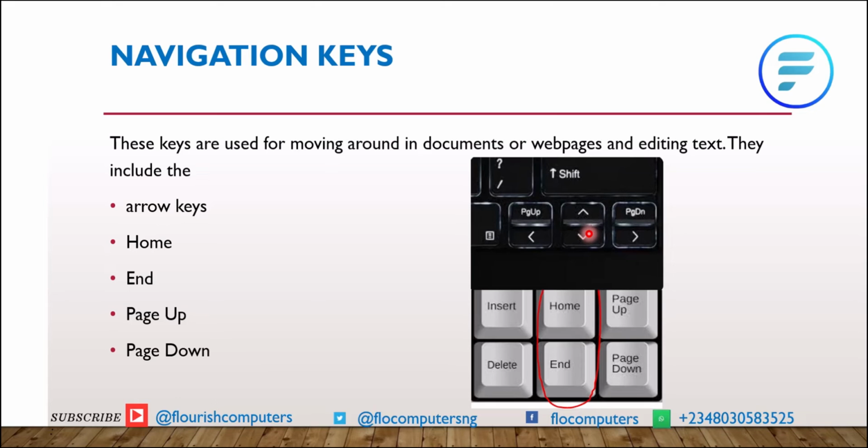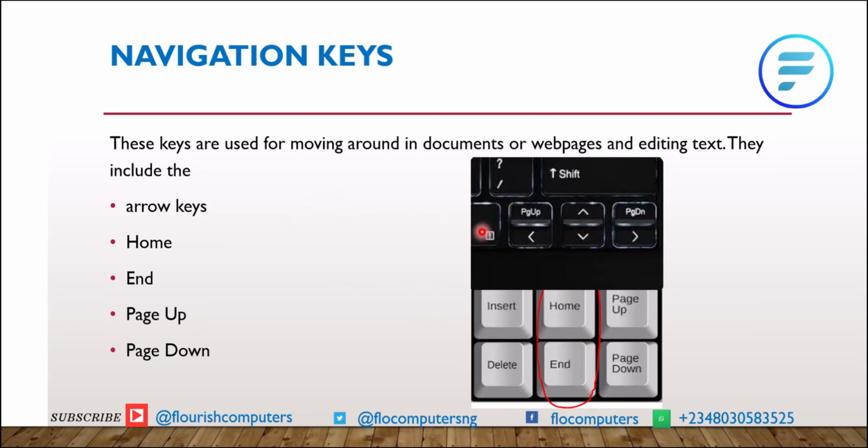We have the arrow keys, we have the Home key, we have the End key, the Page Up, and then the Page Down. As you can see on the screen, we have the Page Up key, the Page Down, then the arrow keys. So these are the 4 arrow keys that we have: arrow up, arrow down, left and right. Now let's start with the arrow keys.